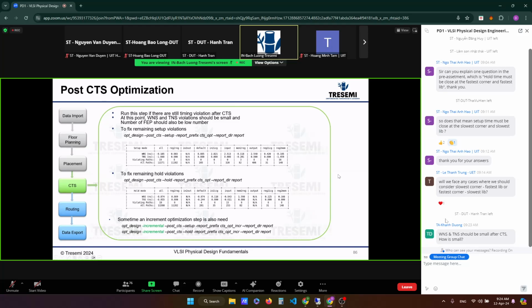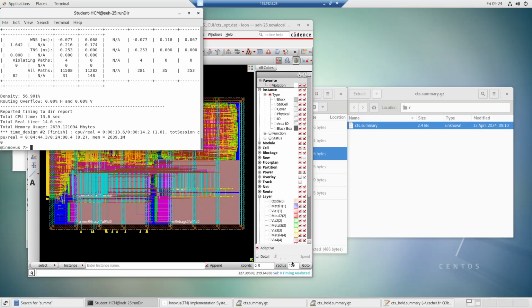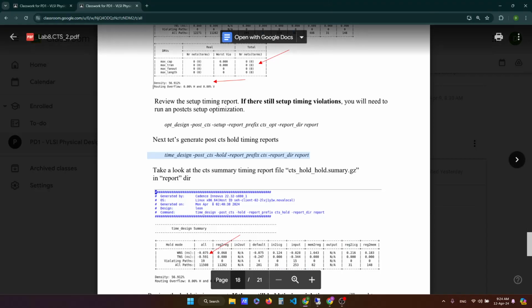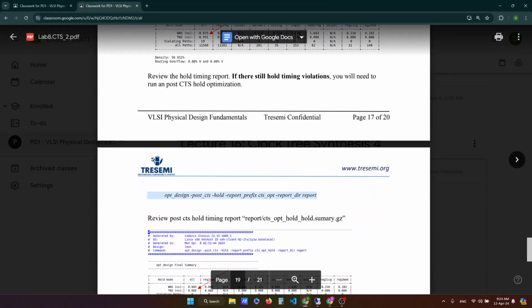Okay. Any questions? There's one. Let me see here. Okay, can you ask, WNS and TNS should be smaller after CTS? How small?